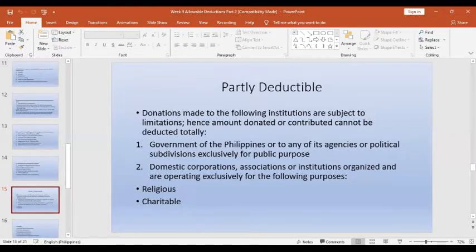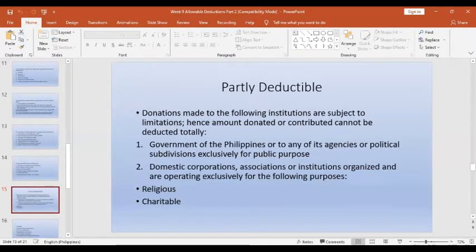So what are those donations that cannot be deducted totally? First, if the taxpayer donated to the government of the Philippines or to any of its agency or political subdivision exclusively for public purpose. Example, the right of way for the public highway. You donated it. So it's not fully deductible, but it's partly deductible.